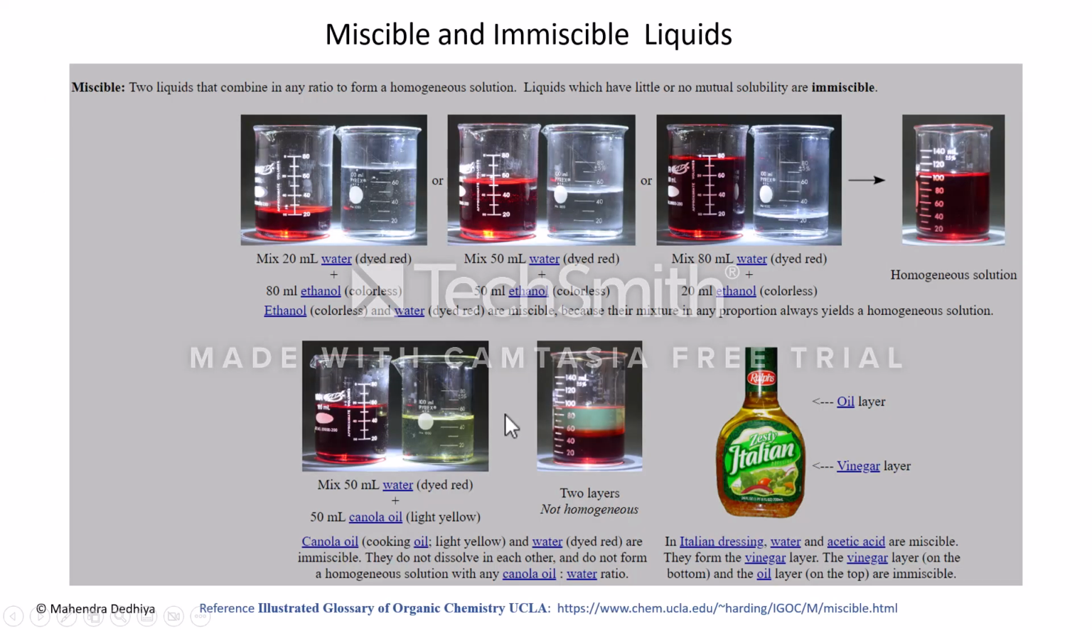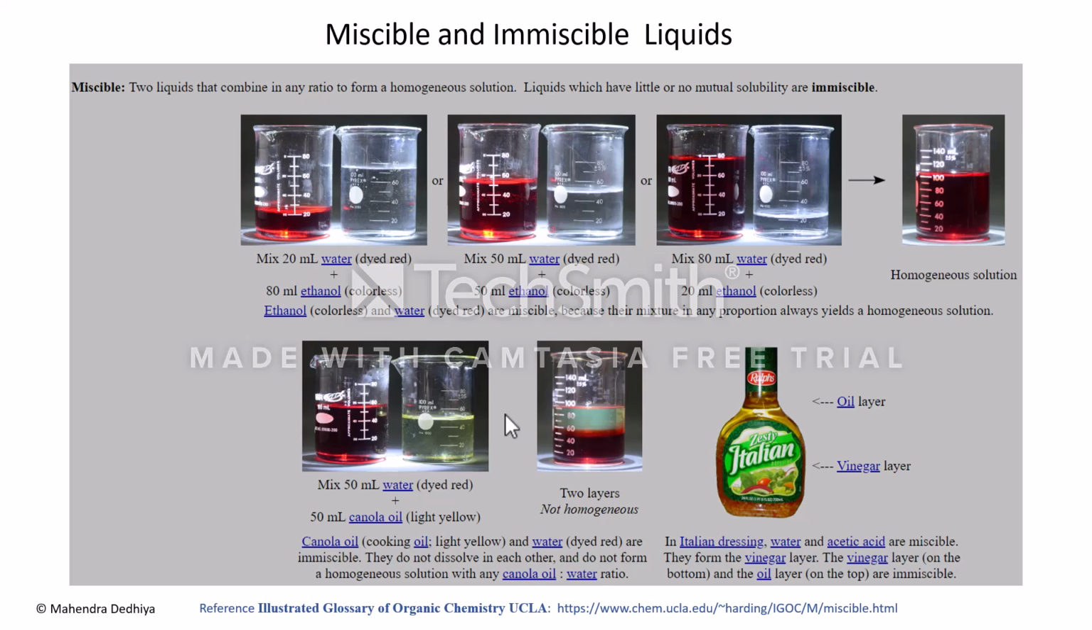Let's look at this slide. In this slide, water is colored red to show the differences. In the top portion, water is mixed with alcohol in different proportions, starting from 20 milliliters of water to 80 milliliters of water, and alcohol from about 80 milliliters to 20 ml. If we mix that, we'll see a homogeneous red color solution. Water and alcohol are miscible.